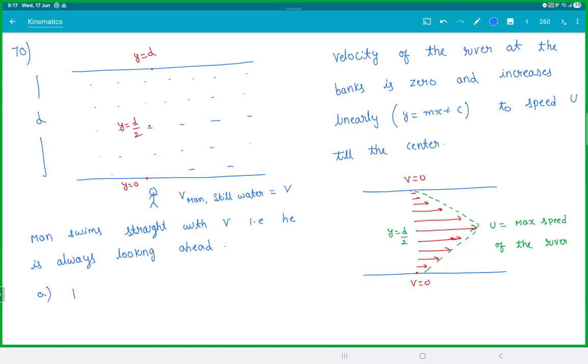The first question: find the velocity of the river as a function of y. Now this is more of a max. So it is 0 at y equals 0 and it is u at y equals d by 2. Find the velocity of the river as a function of the y coordinate.